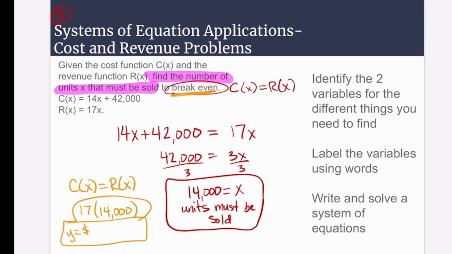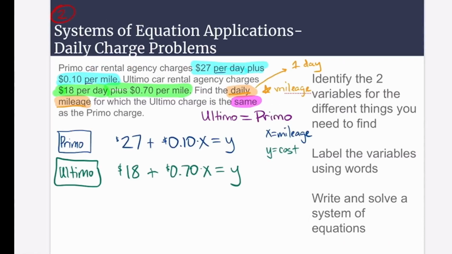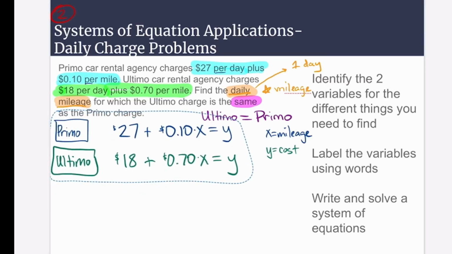So now we'll go back and we'll solve the other two equations. So the daily charge problem, to solve this one, the easiest way to do this is going to be substitution. And the reason it's going to be substitution is we have both of these equal to Y. So I kind of already have my expression right here, right? So if Y is equal to 27 plus 10x, I could just take that and substitute it in for this other Y.